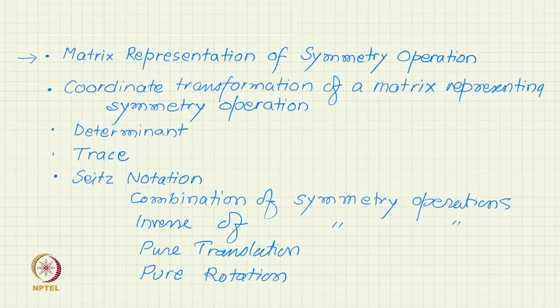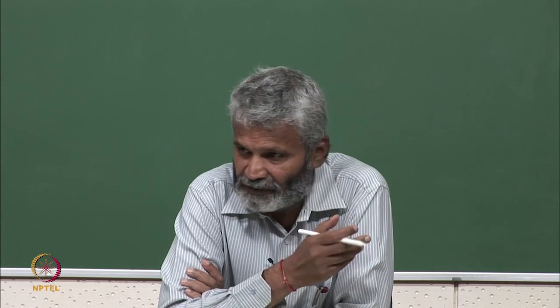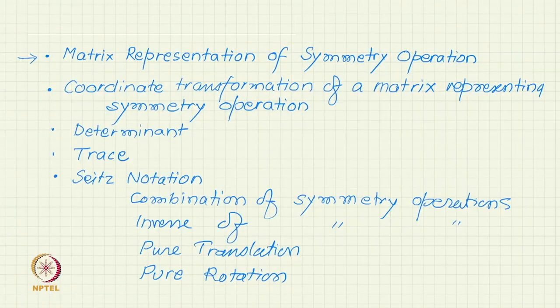So, today we will discuss matrix representation of symmetry operation. We have already seen in the last class that finite objects as well as crystals can have different kinds of symmetry, and we have names for them like reflection or rotation, two-fold rotation, three-fold rotation and things like that, and we will come across a few more symmetry operations as we go along.